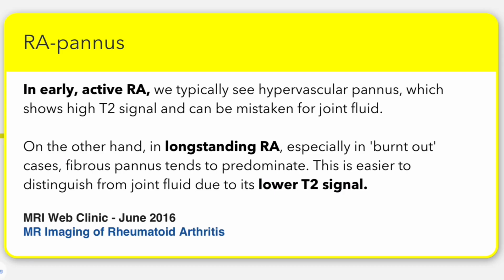In early, active RA, we typically see hypervascular PANUs, which shows high T2 signal and can be mistaken for joint fluid. On the other hand, in long-standing RA, especially in burnt-out cases, fibrous PANUs tends to predominate. This is easier to distinguish from joint fluid due to its lower T2 signal.